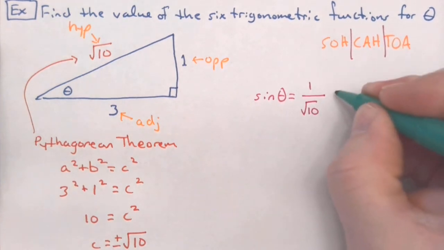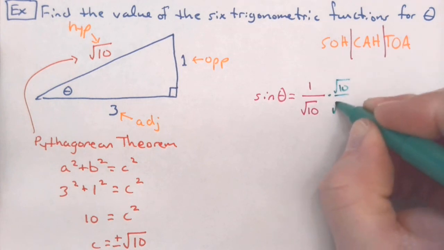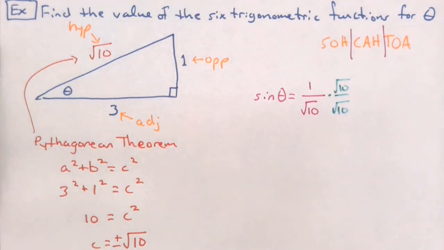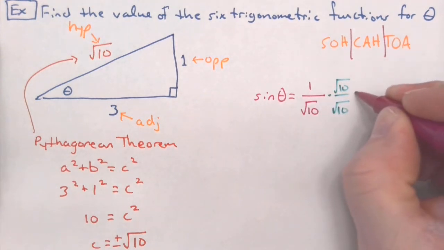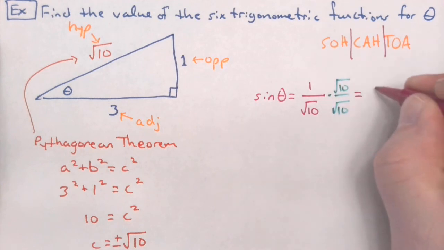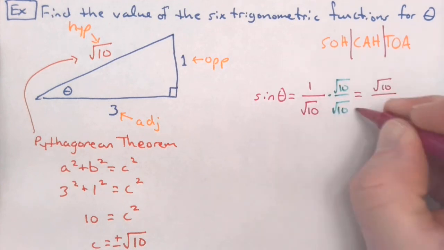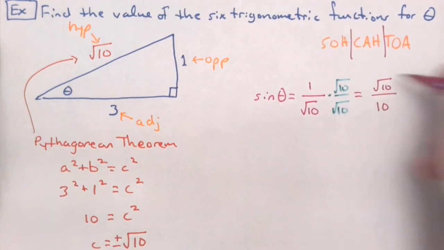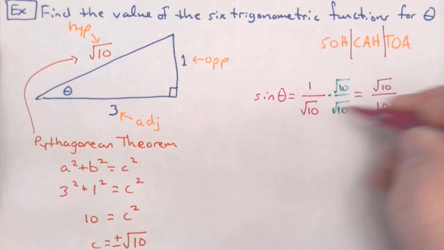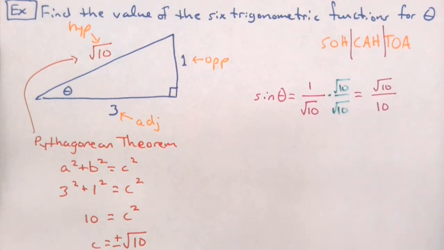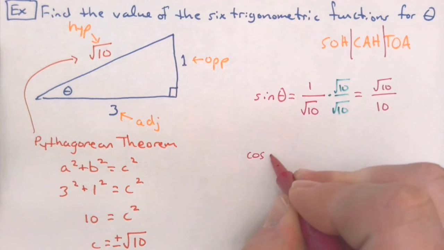To rationalize a fraction with a square root on the bottom, you're going to multiply the top and the bottom by that square root. So I'm going to multiply top and bottom on this problem by the square root of 10. If I multiply straight across the top and straight across the bottom, I have the square root of 10 over 10, and that is simplified as much as it can be. So the sine of our angle theta is the square root of 10 over 10.